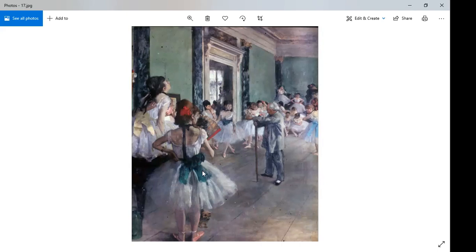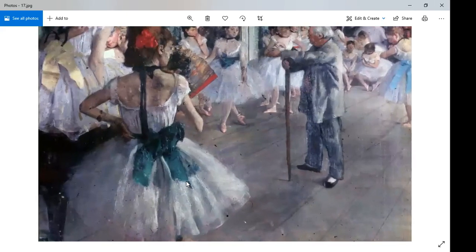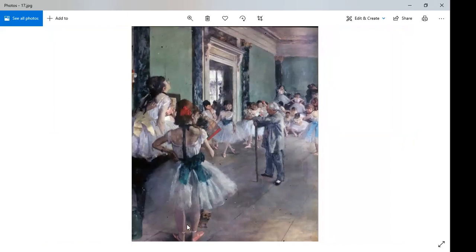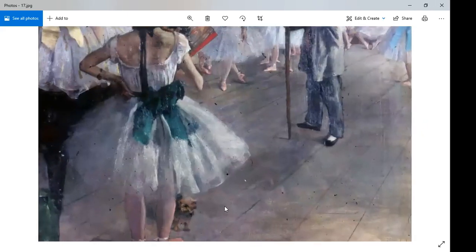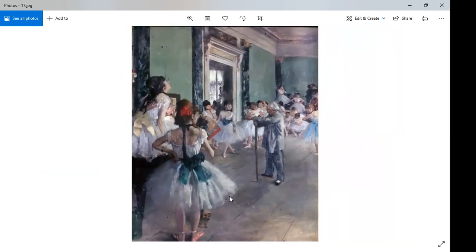And all of the body of this, the tutu and the sash of this girl are impressionistic. Then we get back down to her legs, and they're fairly realistic. Little dog there. The background is entirely impressionistic, and most of the figures are beyond the middle ground, the figures in the distance. So you see it's a mixture of the two.